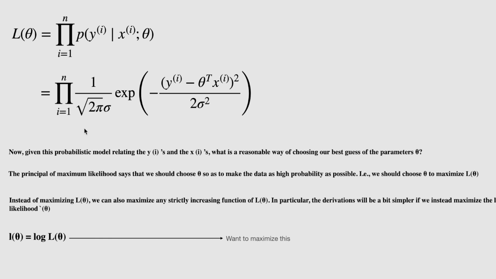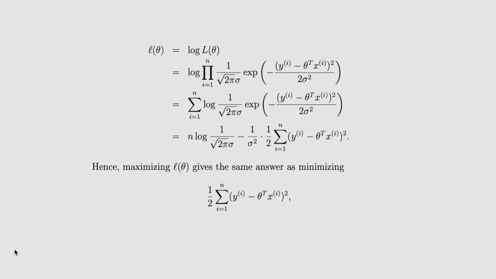So we represent this as a small case L theta equals to log large case L theta. So this is just a representation of this. So we want to maximize log likelihood. So this is just a simple mathematical explanation of this. You can just go line by line.